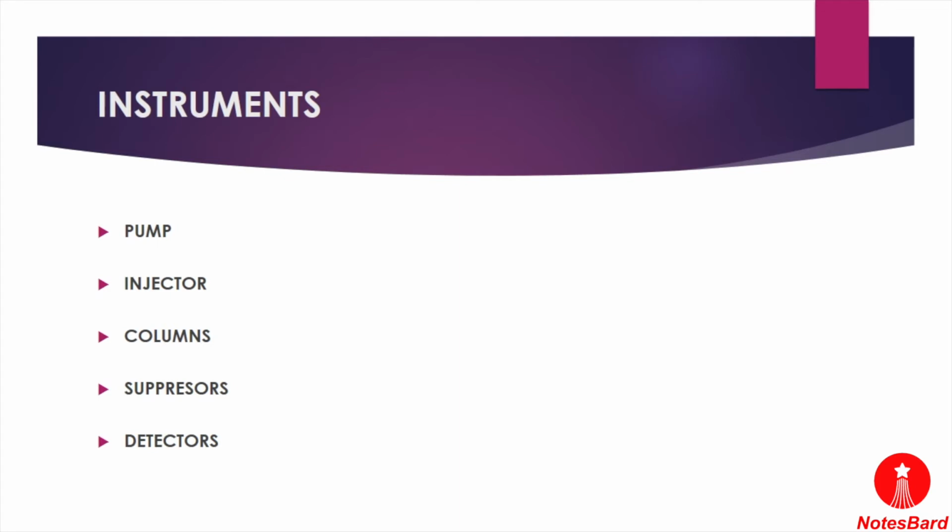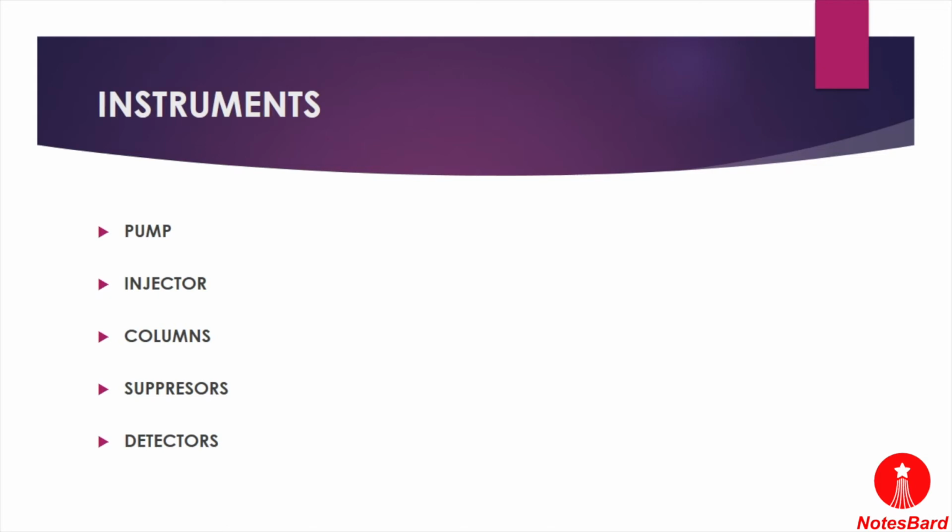The third instrument is the columns. The columns may be stainless steel or titanium, or can be any inert plastic or glass. These columns are made of different materials, and they have a diameter from 2 millimeters to 5 centimeters.